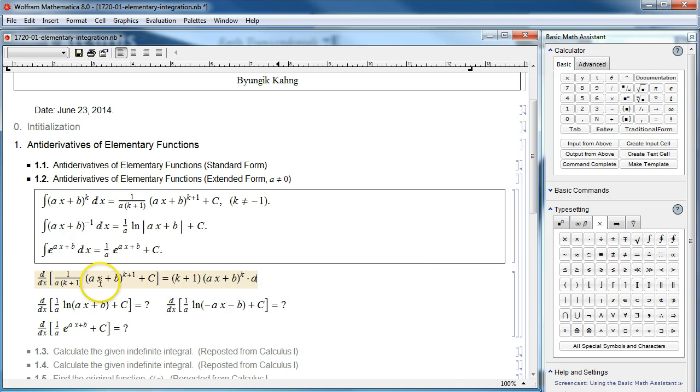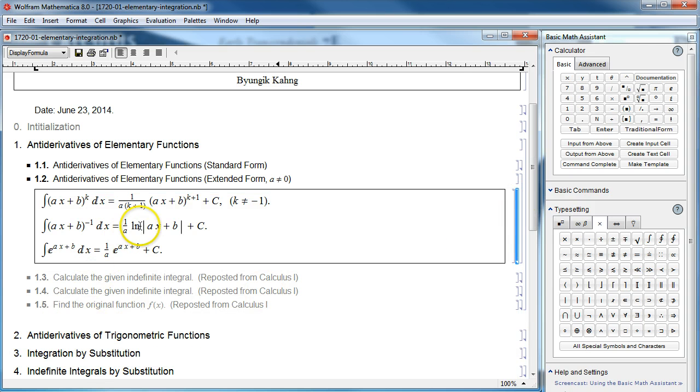In order to undo this multiplication, we begin with this coefficient, 1 over a times k plus 1. Consequently, this k plus 1 and that k plus 1 cancel out, and this a in denominator and that a in numerator cancel out, and we only get, well, precisely what we wanted, the integrand. Consequently, we have this 1 over a in all these formulae. Again, the same deal. We are just undoing the chain rule.